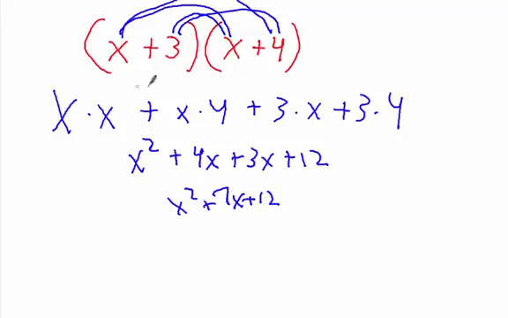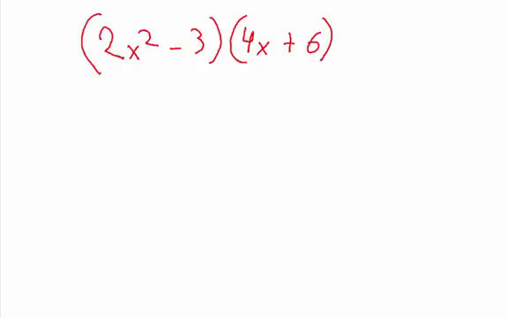So the procedure is very simple. Simply use the distributive property twice. Multiply the first term from the first binomial by both terms in the second binomial. Multiply the second term in the first binomial by both terms in the second binomial. Work out your multiplying, and then combine like terms to get your answer. So we're going to do a couple more examples like this.